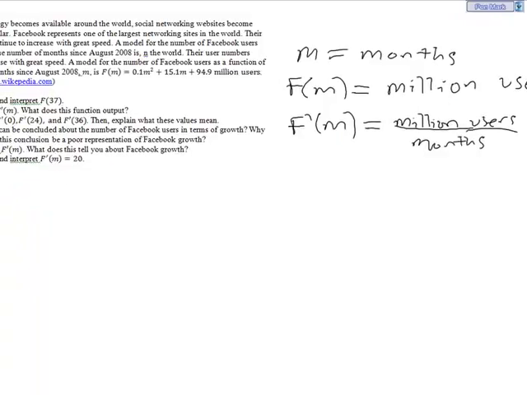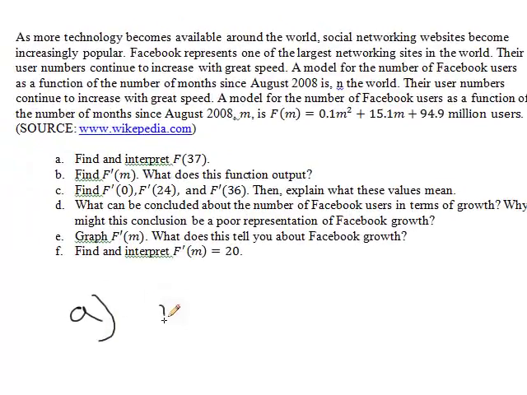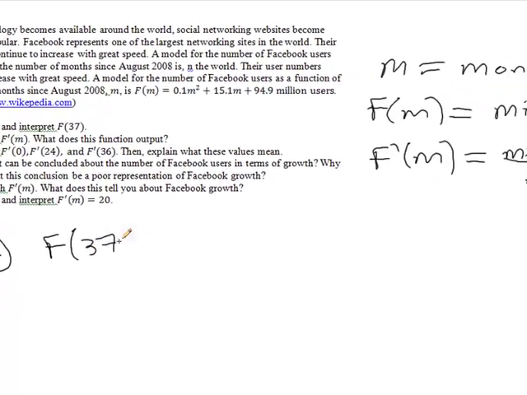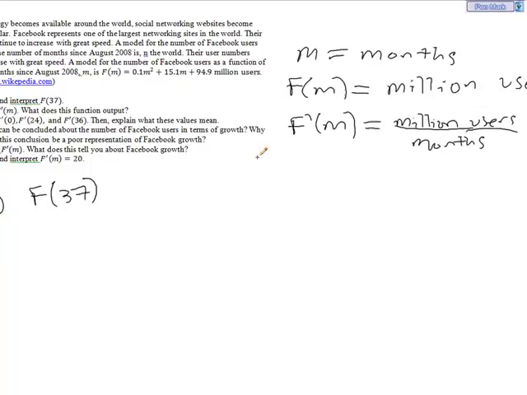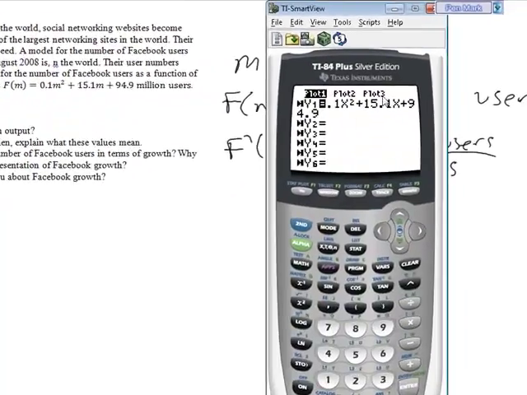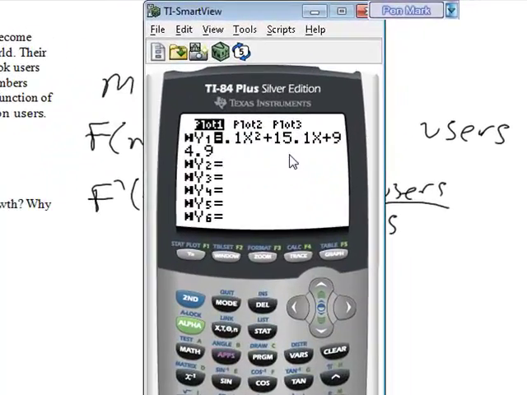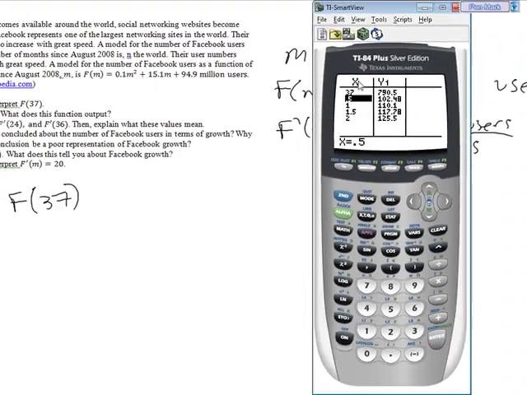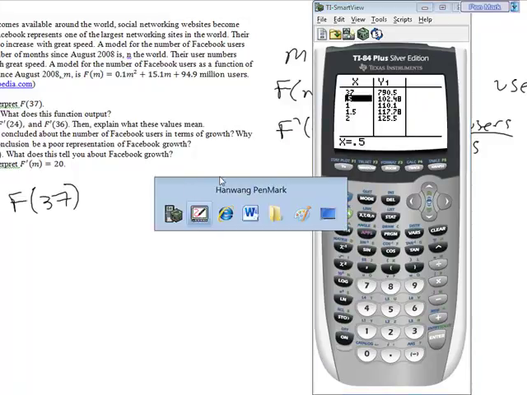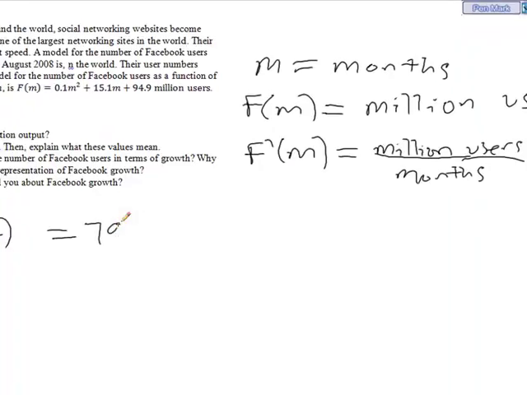So now I'm going to go on my way to answering some of these questions. f of 37 requires me to look at the original function, not the derivative, and I have in my calculator this equation typed in, 0.1x squared plus 15.1x plus 94.9. I will come over to my table and I will simply input 37. A couple of different ways you can do this. This is just one. 37 for an input generates an output of 790.5.